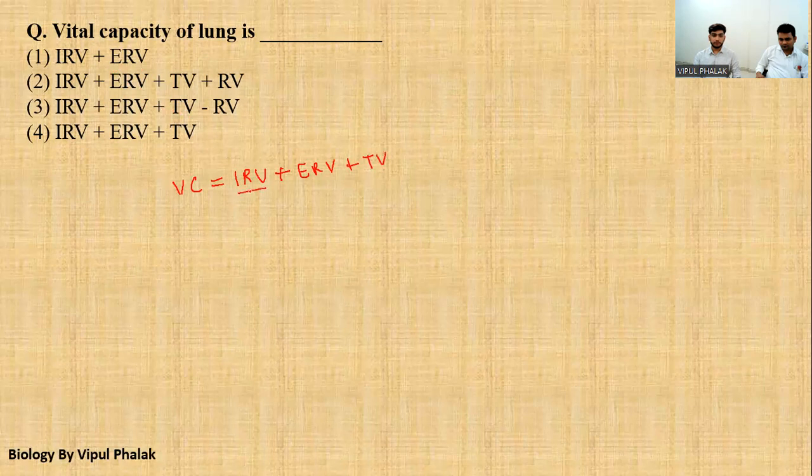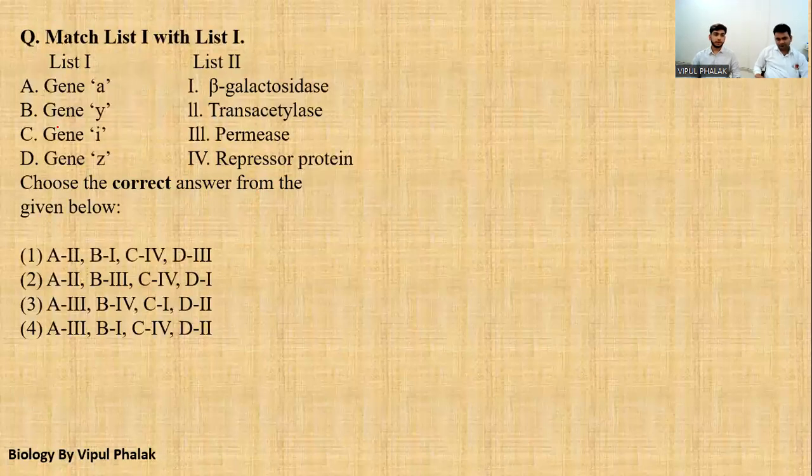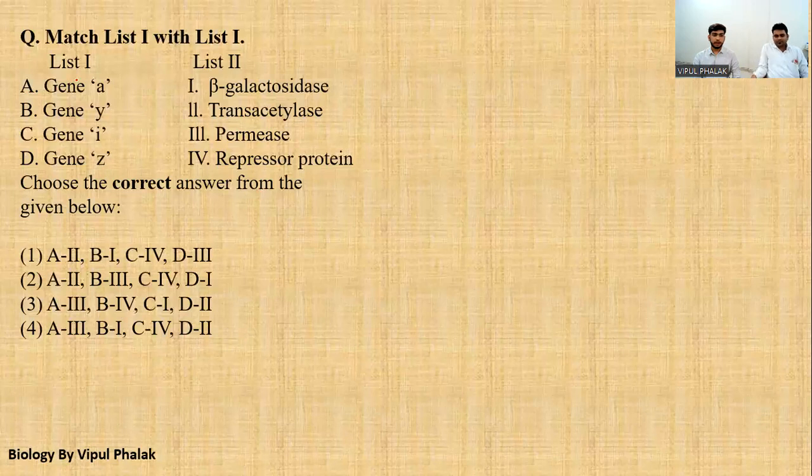Here IRV refers to inspiratory residual volume, which is the total volume of air a person can inhale after a normal expiration. ERV stands for expiratory residual volume, which means the total volume of air a person can exhale after a normal expiration. And TV means tidal volume, which is the volume of normal expiration. So fourth is correct.